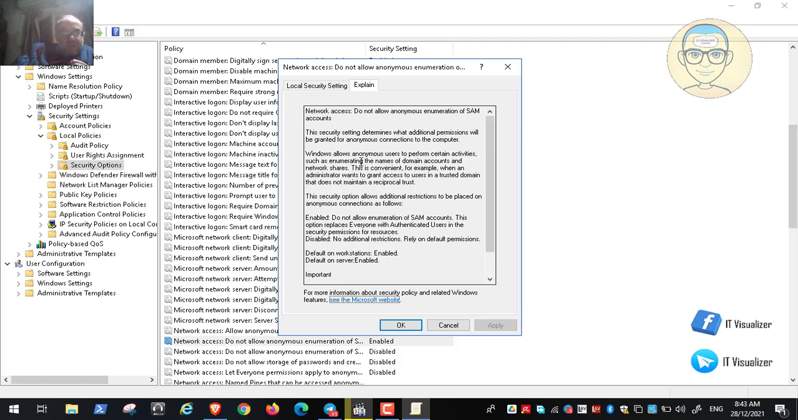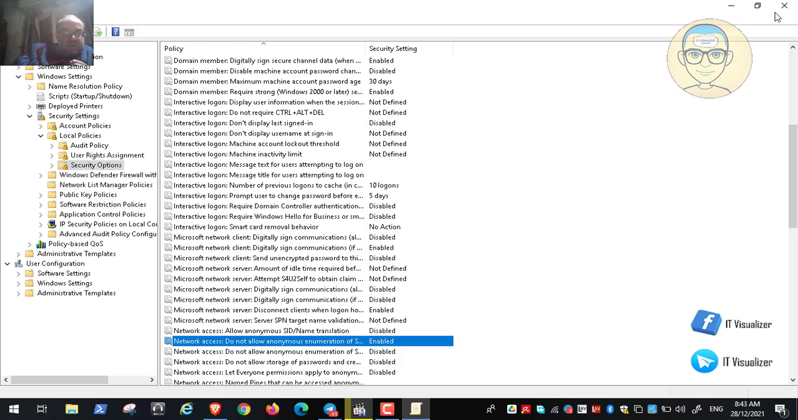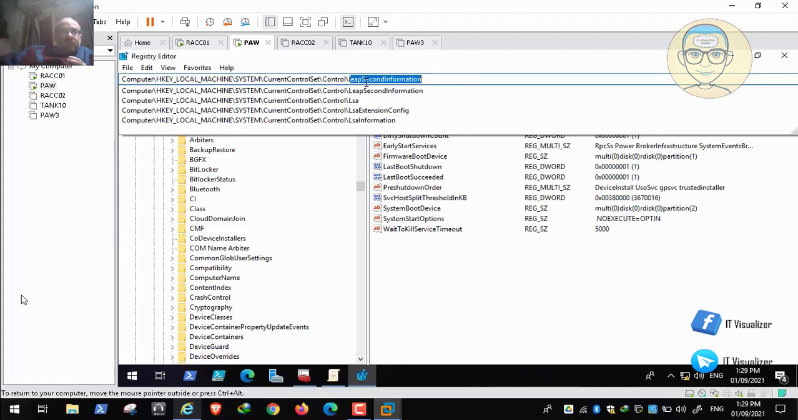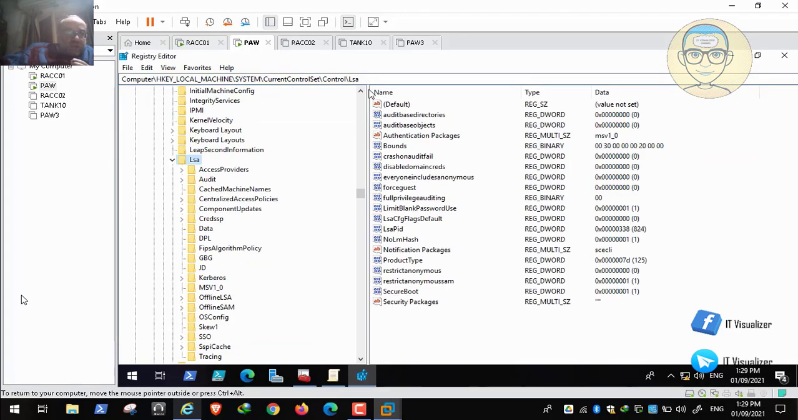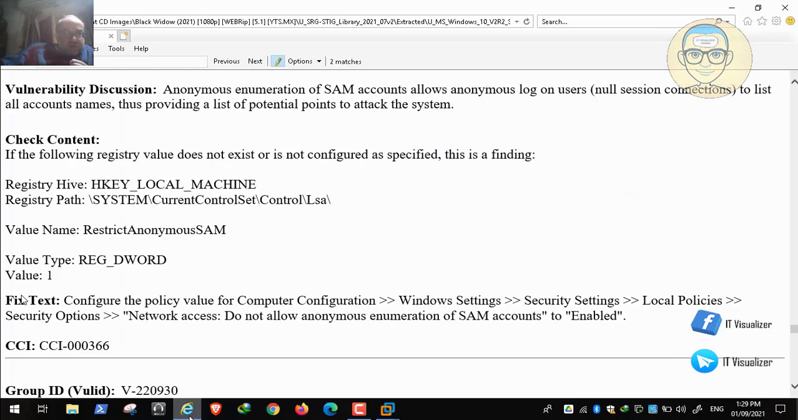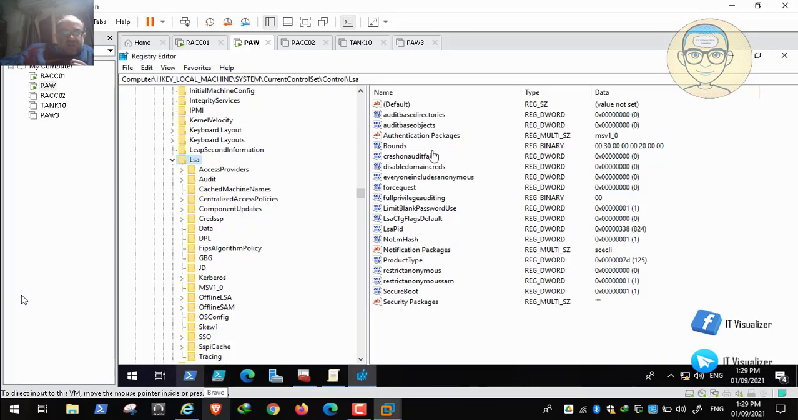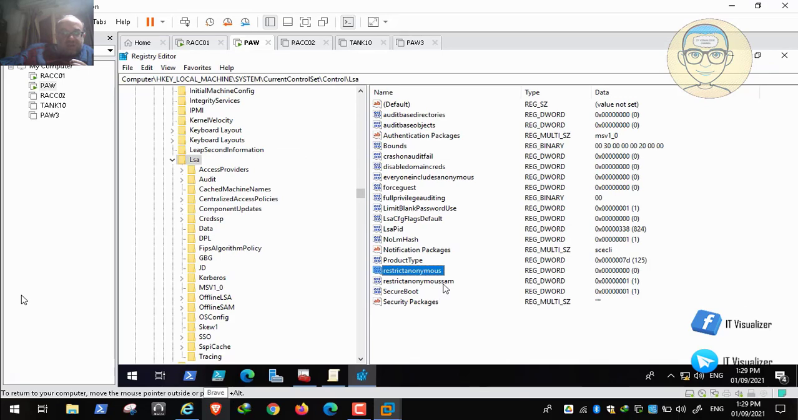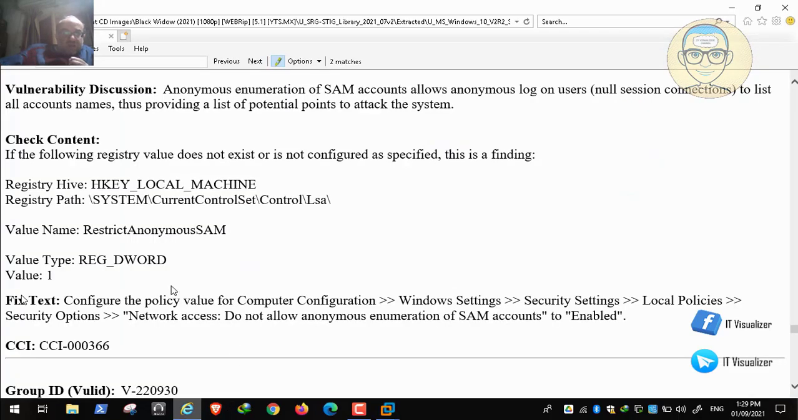So he's saying that it should be disabled. Okay, so I think he doesn't give any explanation about this. Anyway, this is what I have understood from it. So here we don't need to enumerate accounts, so do not allow anonymous enumeration of some accounts. Let's see if we have it already enabled in the registry. Restrict anonymous SAM, yes, it is 1, so that means that we do not allow enumeration of SAM accounts.